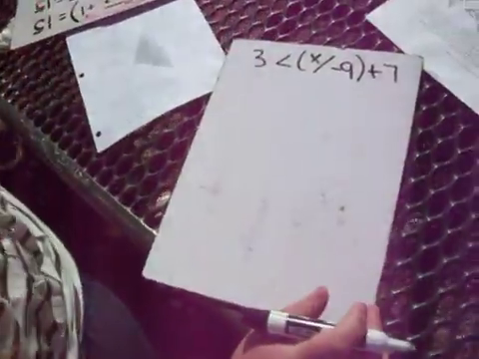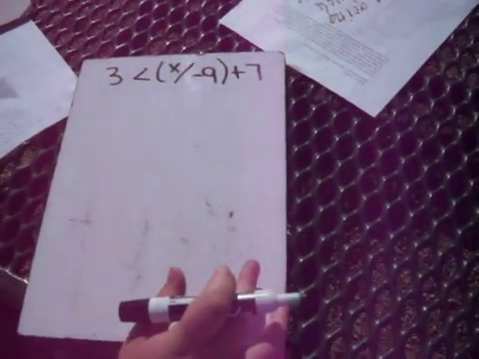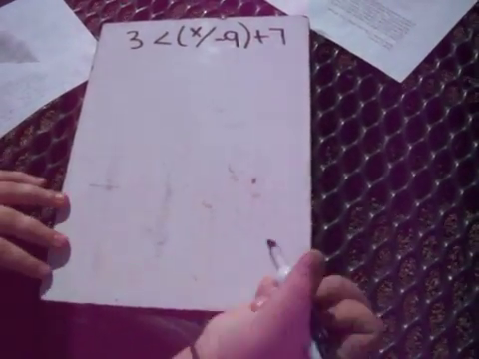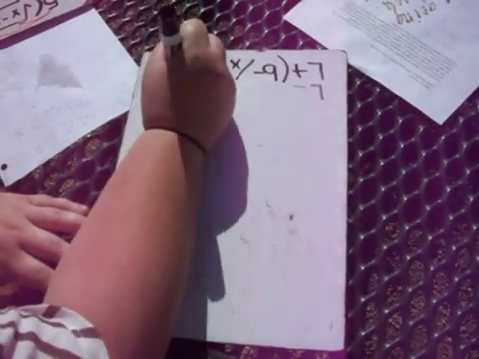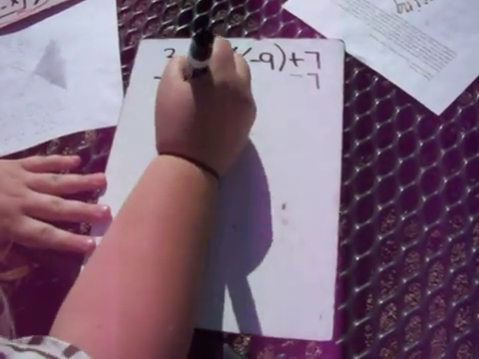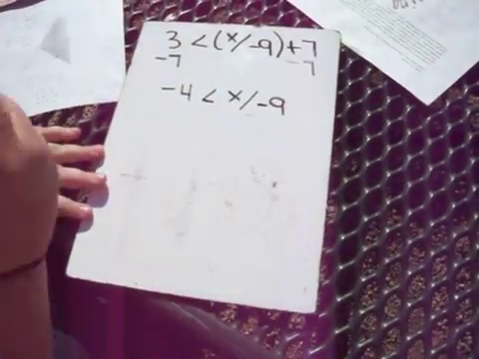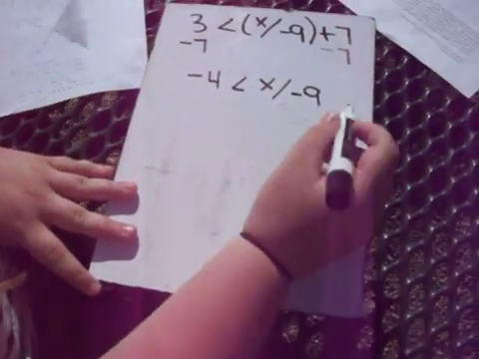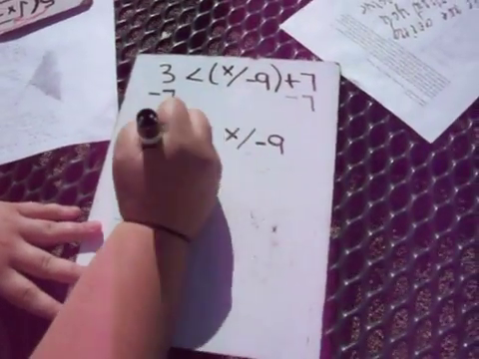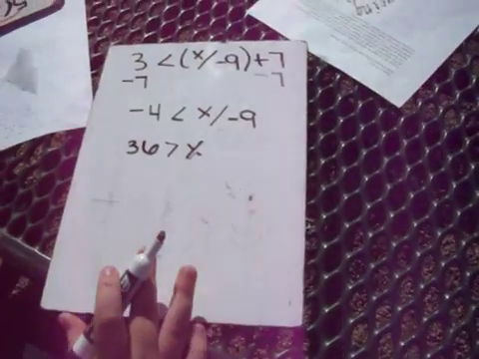Okay, so I'm going to show you how to do inequalities with fractions. So we're going to do 3 is less than x divided by negative 9 plus 7. So first you subtract 7 from both sides, and you get negative 4 is less than x divided by negative 9. And then you multiply both sides by negative 9, and since it's a negative, you change the sign the other way. So it's 36 is greater than x, and that's your answer.